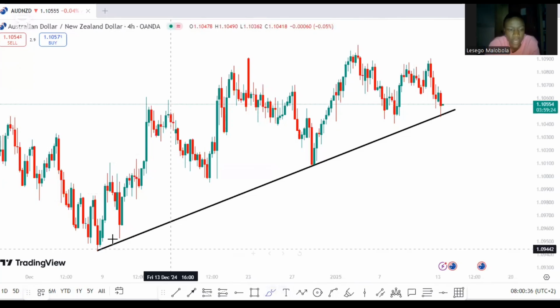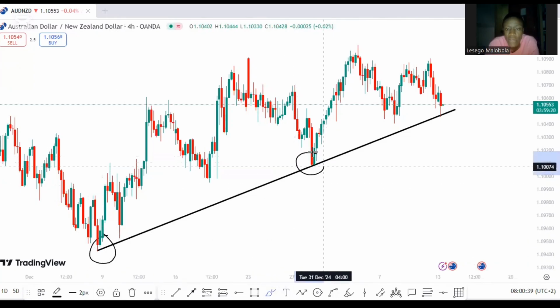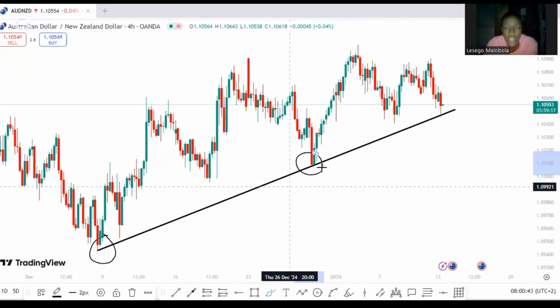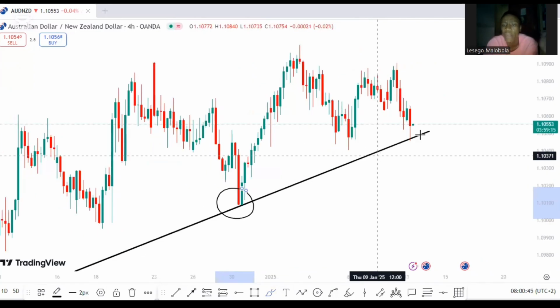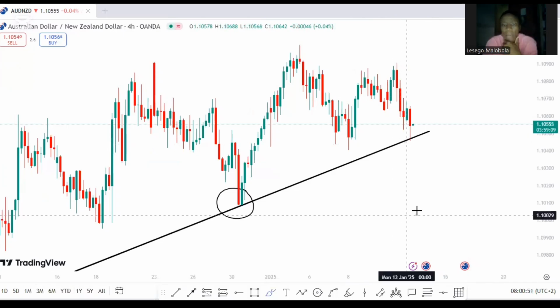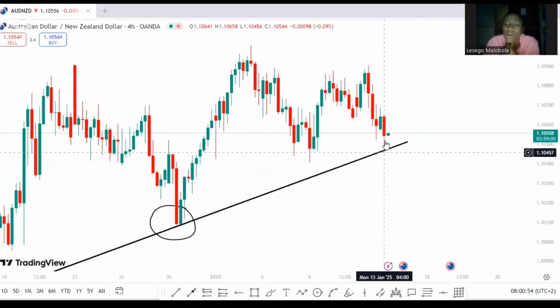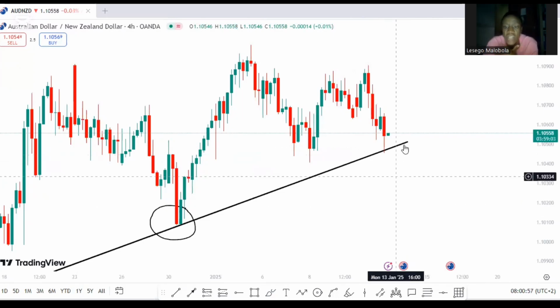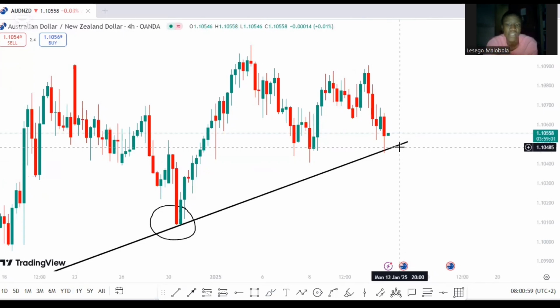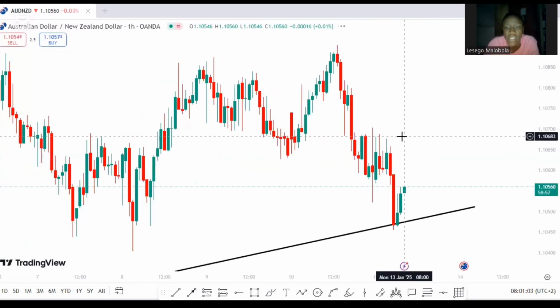As you can see, we have our first touch right over here, we have our second touch right over here, and as you know, guys, the second touch confirms a trend, right? And then we have our third touch, guys. On the third touch, that's where we start looking for our entry points, right? And what I love about the third touch is that price is rejecting off this trend line, showing that this trend line is actually valid. You understand me?